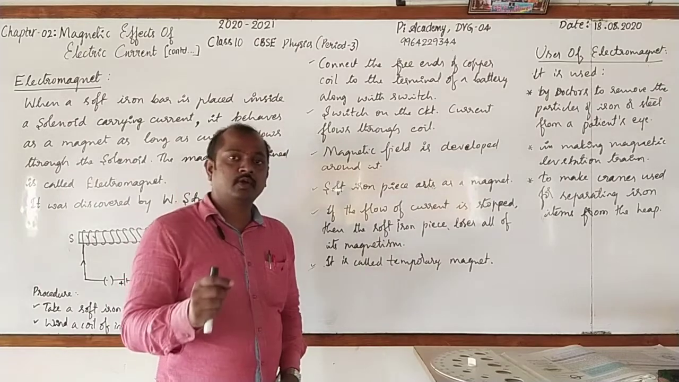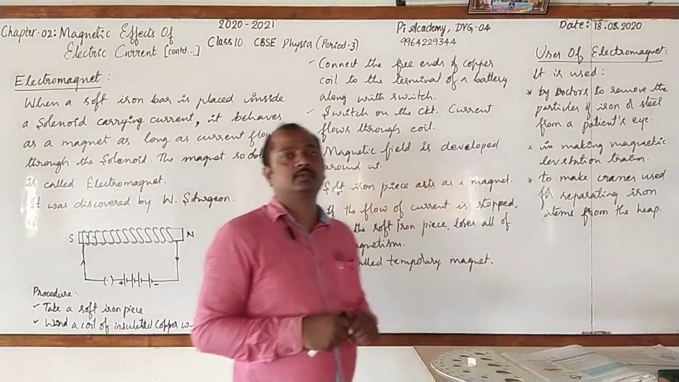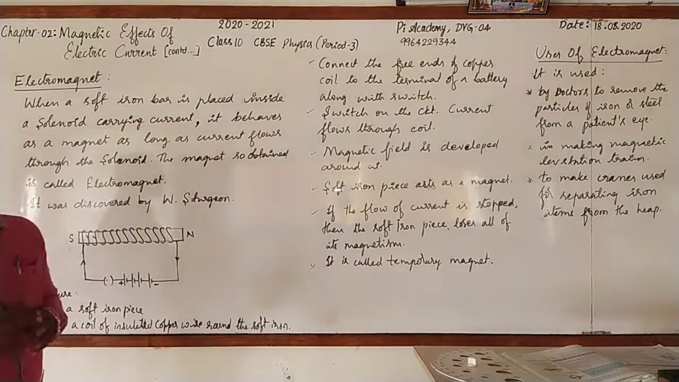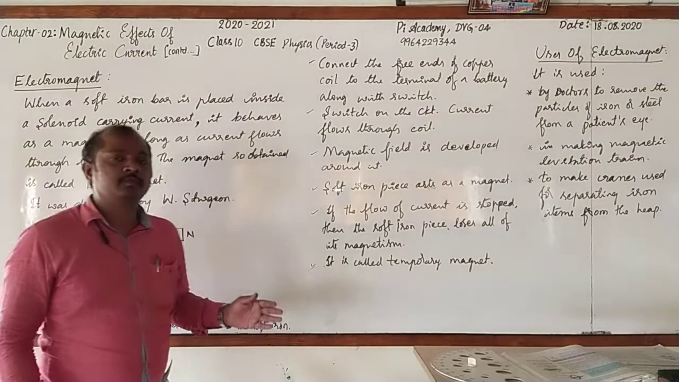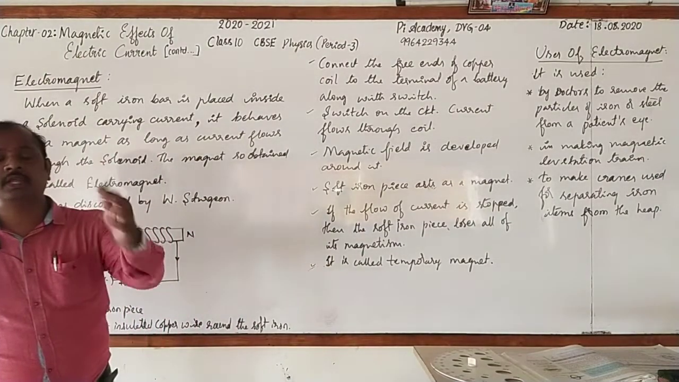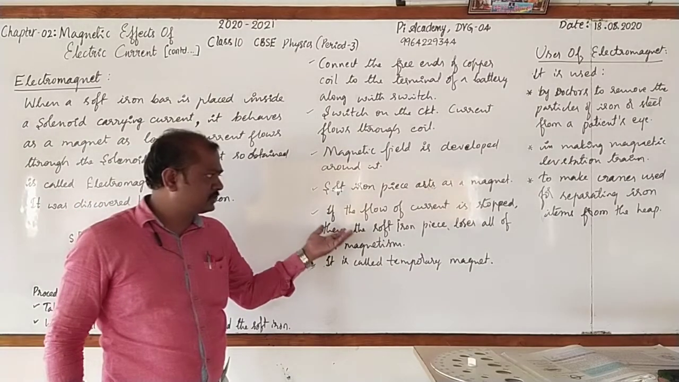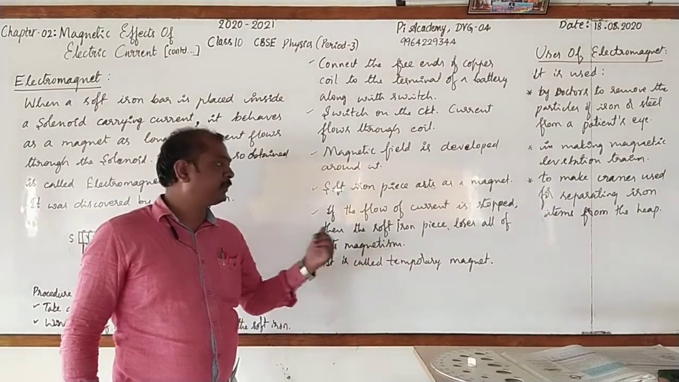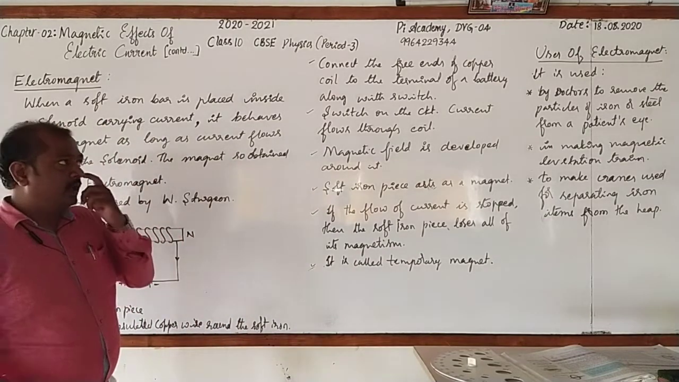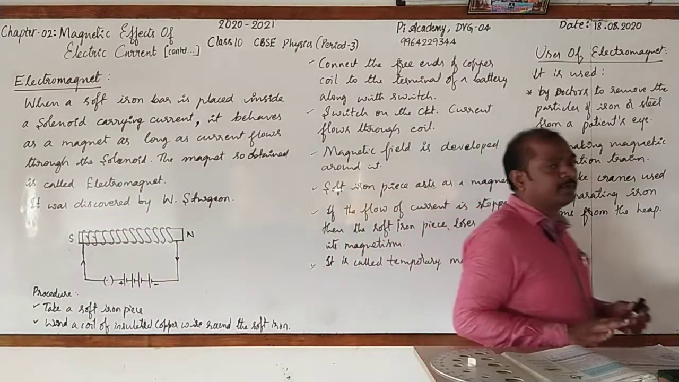How long? As long as the current flows through the circuit, the soft iron piece acts as a magnet. When the flow of current stops, then it loses all of its magnetic property. That is why it is called a temporary magnet. And this electromagnet can be used for many purposes.